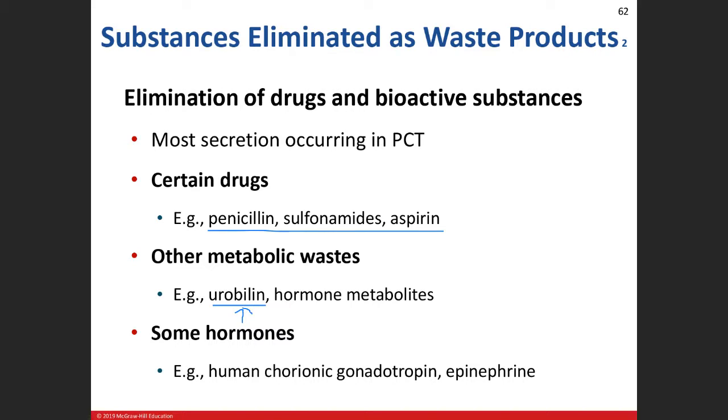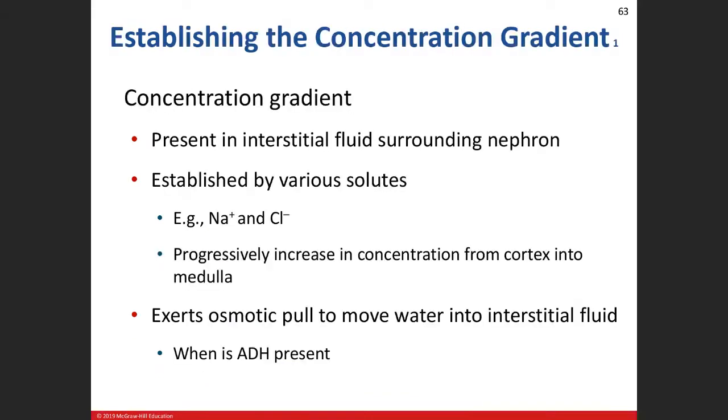And then of course some of the hormones will be eliminated through the kidney. This one should look familiar. HCG. That's the hormone that a pregnant female produces, and that's the hormone that a pregnancy test detects. And then if you don't have enough adrenaline, no problem, you're peeing out some of it anyways.